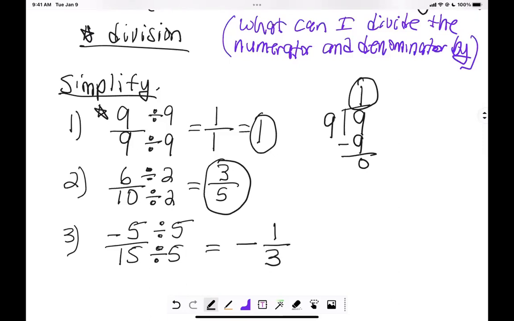And notice when I wrote the problem, I put the negative in my numerator. And when I wrote the answer, I put it in the front. It doesn't matter where it is as long as it's there. Normally, it's either in the numerator or in front. You can also put it in the denominator if you want, but it's not a way that a lot of people write it.